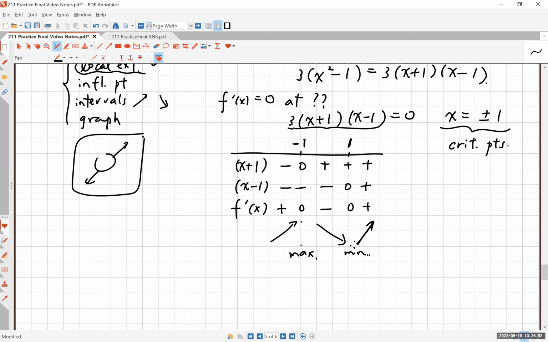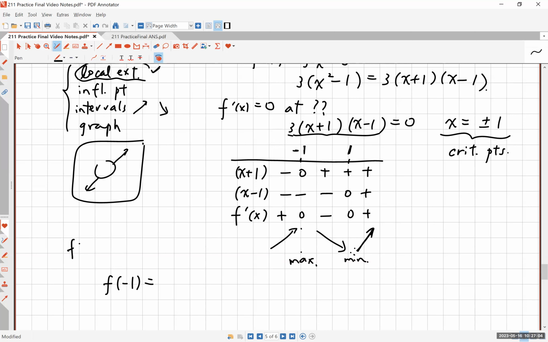All right, so let's go ahead and figure this out. What is f of -1? Now, remember, my function was, let's go ahead and write this down again, x cubed minus 3x minus 1. So if you plug in -1, you get negative 1 to the third power minus 3 times negative 1 minus 1. And that's negative 1 plus 3 minus 1, and that is 1.